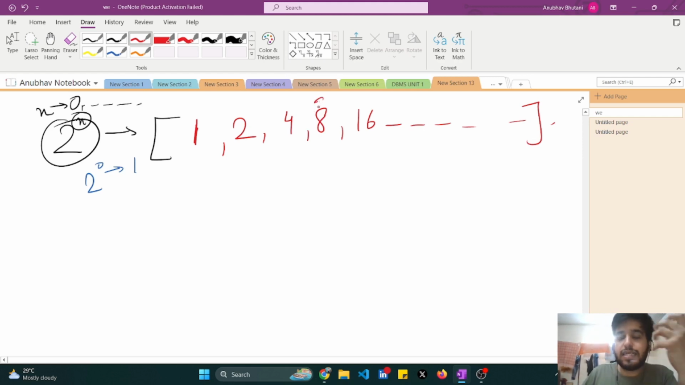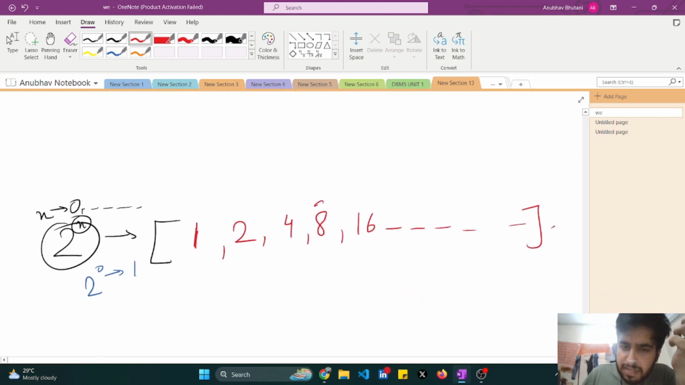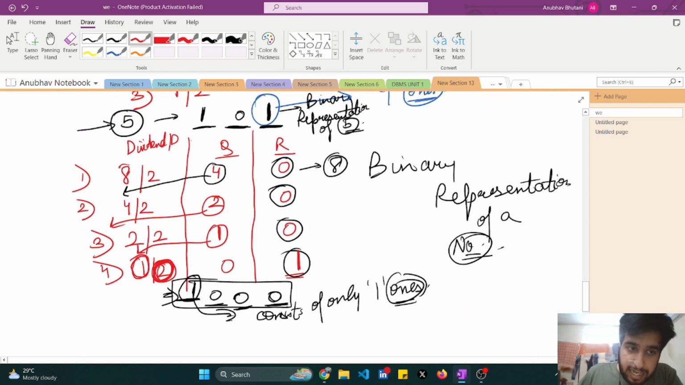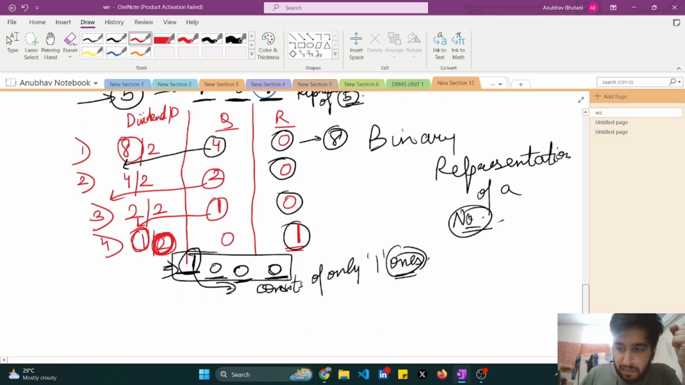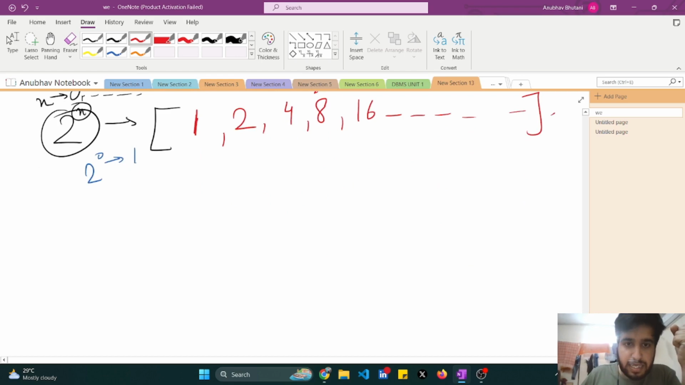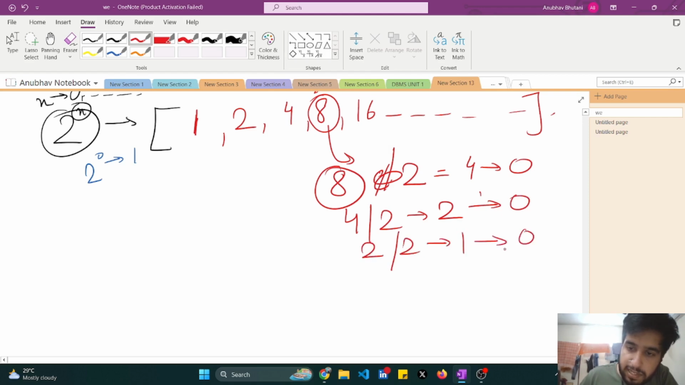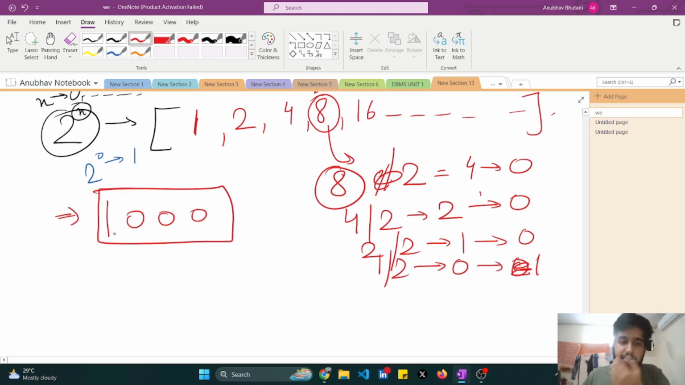I'll pick up any number and see what are the dissimilarities between these numbers and the normal numbers. If I try to represent 8: 8 divided by 2 is 4, remainder 0. 4 divided by 2 is 2, remainder 0. 2 divided by 2 is 1, remainder 0. 1 divided by 2 is 0, remainder 1. So it has a binary representation of 1 0 0 0.